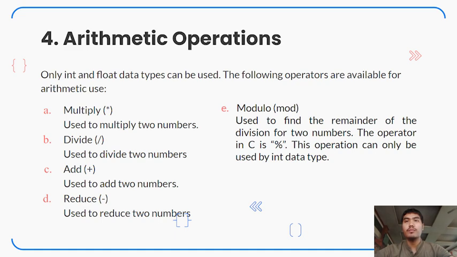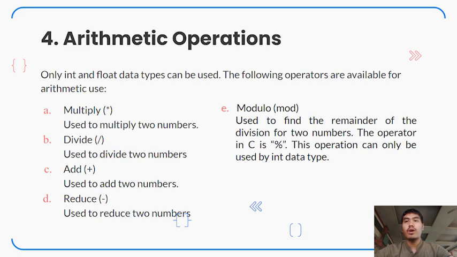Now we will learn about the operation of arithmetics using such data types. Only integer and float data types can be used. The following operators are available for arithmetic use. Multiply is used to multiply numbers, divide is used to divide numbers, addition or plus is used to add two numbers, reduce or minus is used to reduce two numbers.